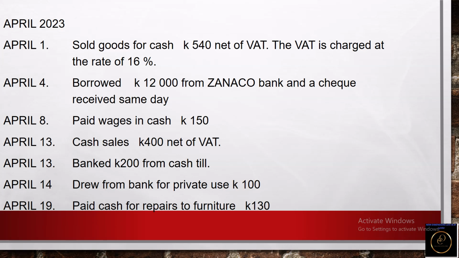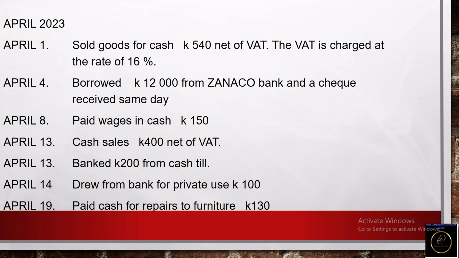On 1st April, sold goods for cash, receiving 540 Zambian kwacha net of VAT. The VAT is charged at the rate of 16%. April 4th, borrowed 12,000 kwacha from Zanaco Bank and the check was received the same day. April 8th, paid wages in cash, 150 kwacha.